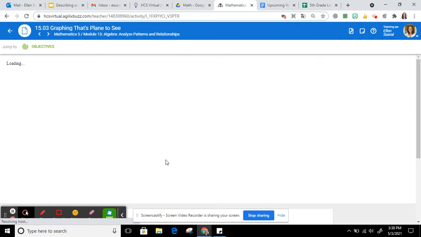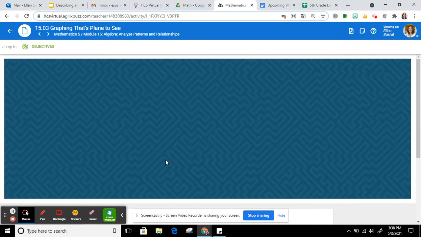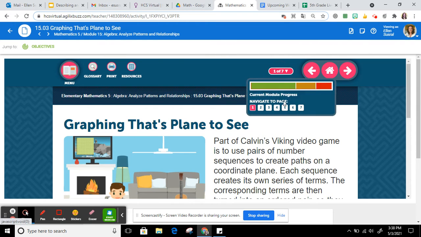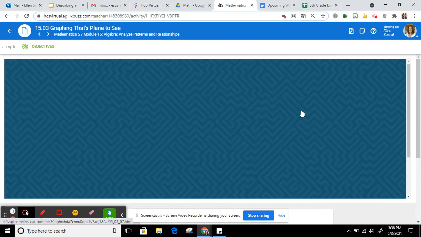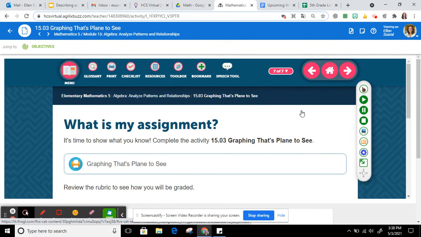Make sure you go through all of the pages in this lesson, go through the examples they give you and the practice problems they give you. When you get to the last page, page 7, what is my assignment? You'll click on graphing that's plain to see.